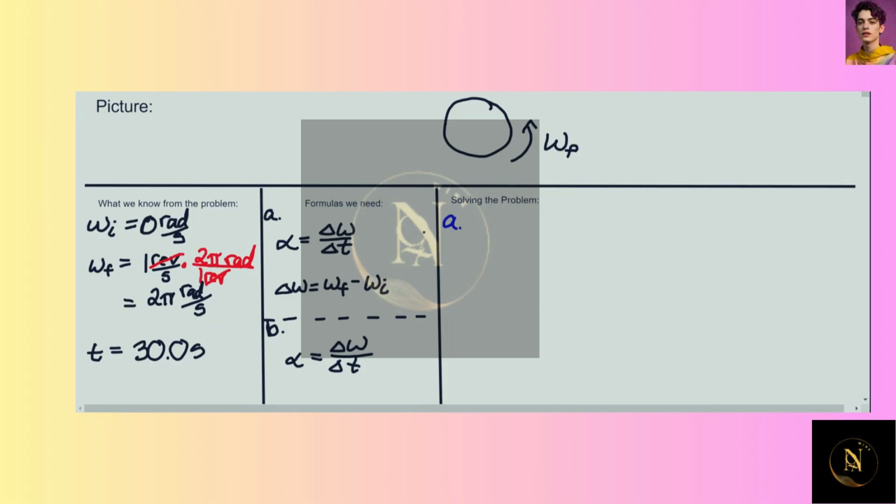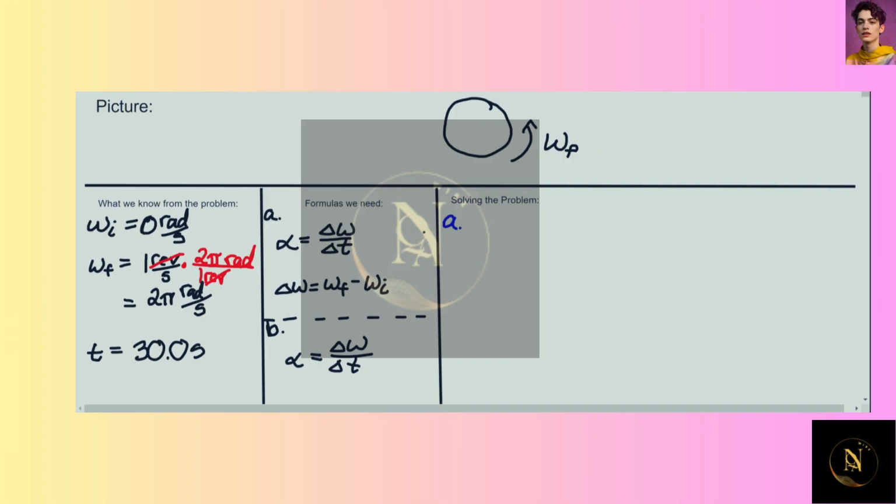Hello, today I'm going to be solving a problem where we figure out the average angular acceleration of a potter's wheel as it is spun from rest up to some final angular speed of 1 revolution per second. After that, on part B, we'll talk a little bit about what would happen to the final angular speed if we change the average angular acceleration. So let's start with part A, finding the average angular acceleration.